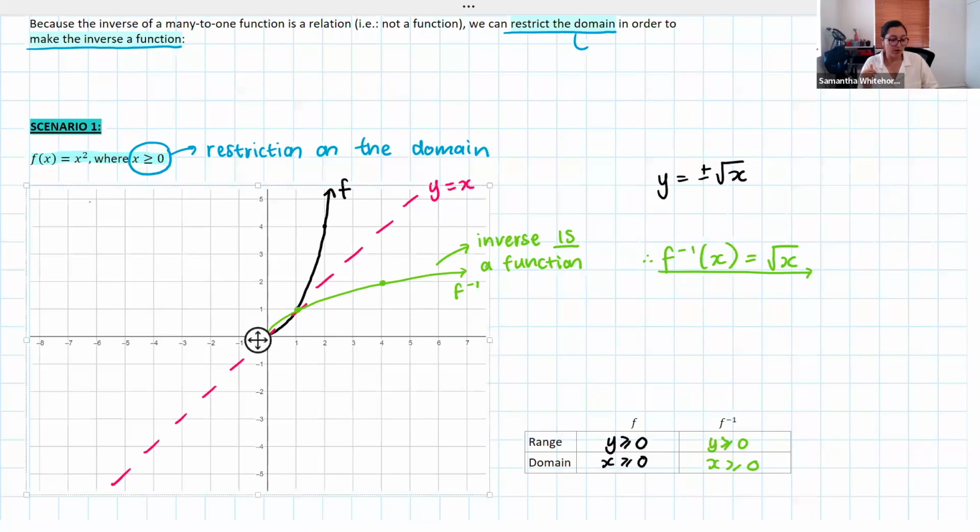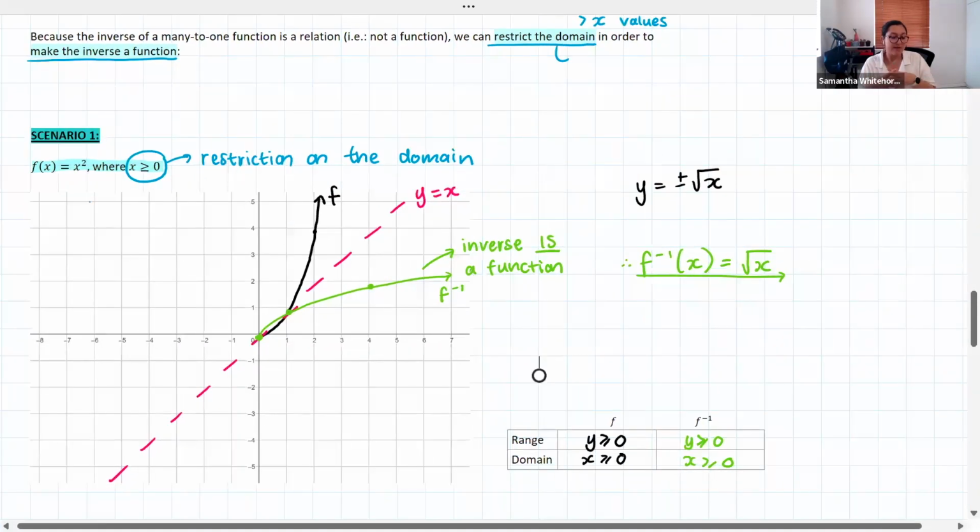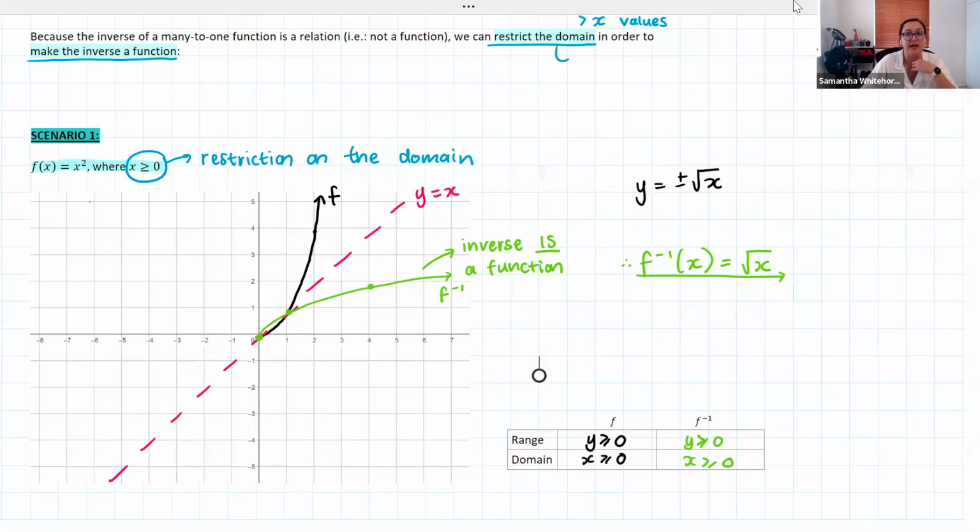So scenario 1, when we want to restrict our domain, is to make the original function only consider x values greater than or equal to 0 and only consider one arm of my parabola. When I then find the inverse of that one arm, I am creating an inverse that is a function. And so I can now work with the inverse notation and work with all of the characteristics of a function. So again, I'm going to wait here, take a screenshot, and then we'll have a look at scenario 2.